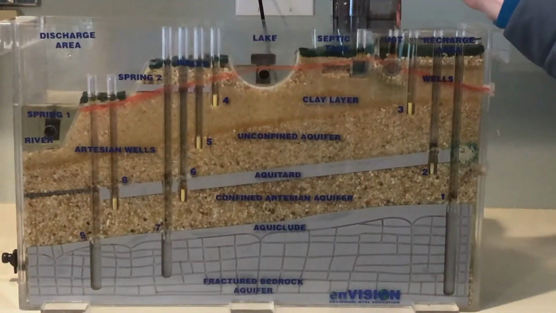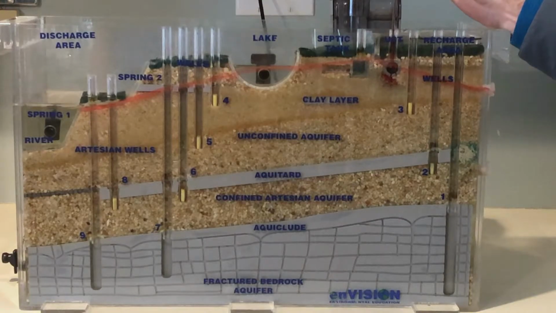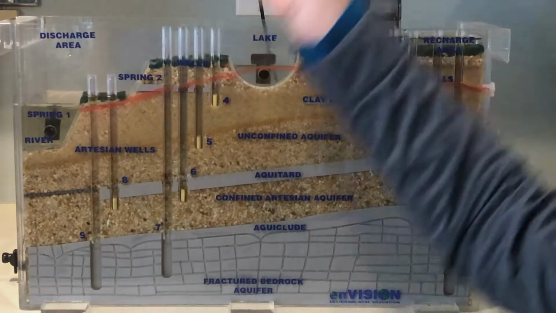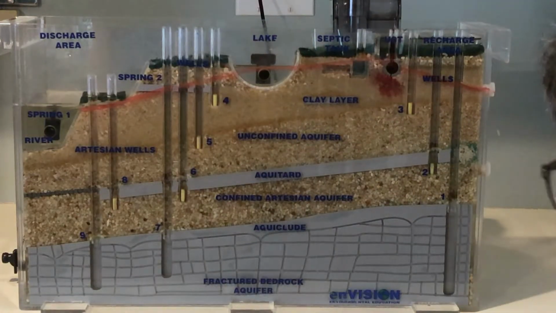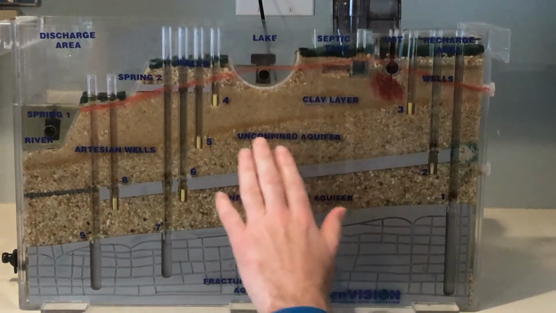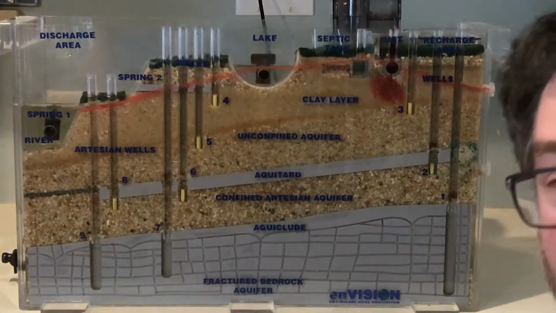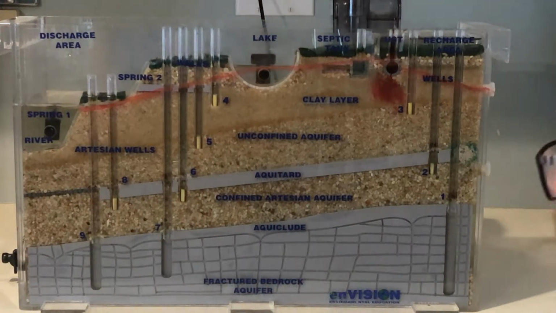Okay. So as I add the red dye, I want you to think about where it's going to go underground. Okay, so put it in the chat. Is it going to end up in the septic tank? Is it going to end up in the lake? Is it going to come out in one of these wells? I think it might make it all the way over into the river.